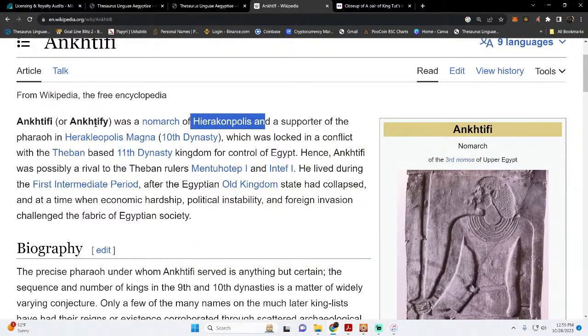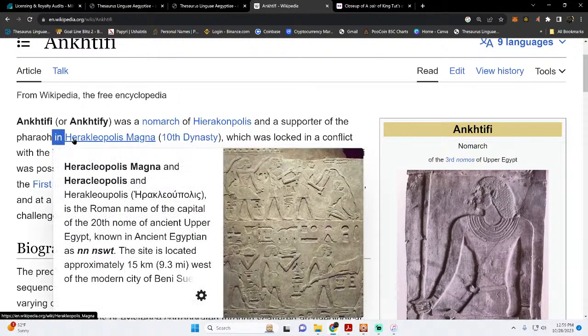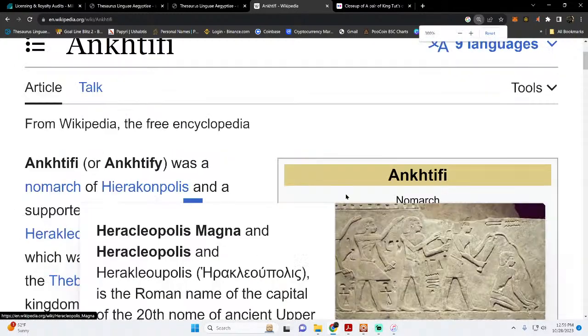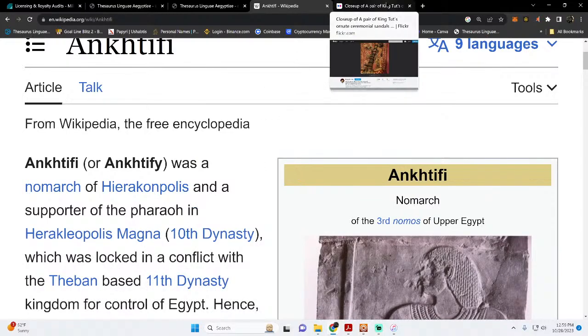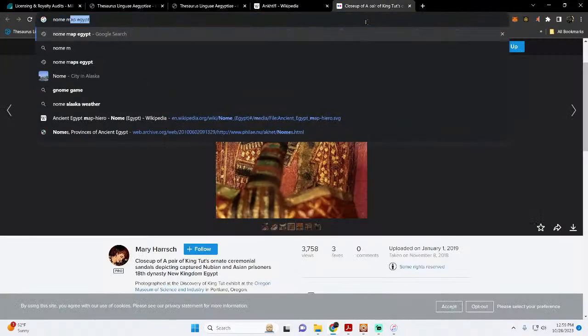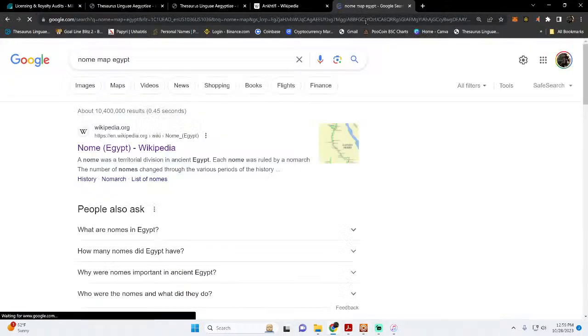Let me read about Anktefi, a nomarch of Heracleopolis and a supporter of the pharaoh in Heracleopolis. See? This is how that went down. So Anktefi was like, look, let me open up the known map so we can get this right, so people can see how it went down.